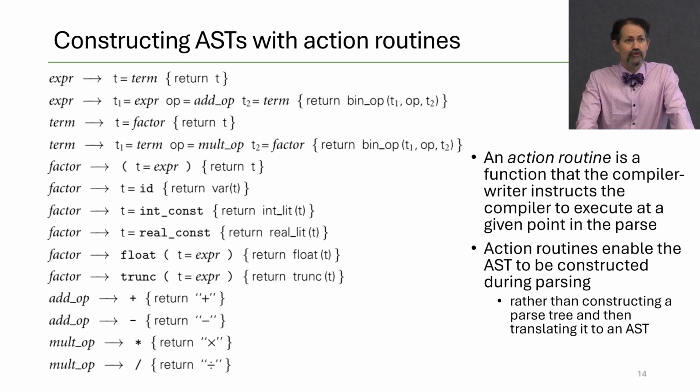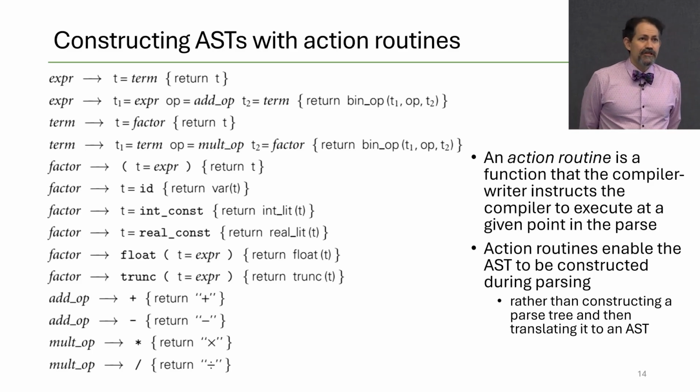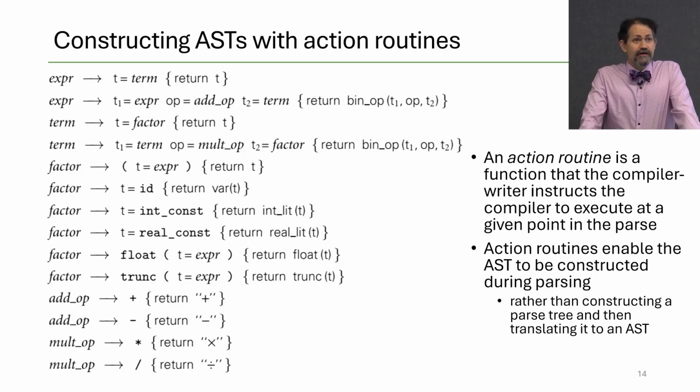Let's look at an example here shown on the left. Here we have a grammar, and each production has an action routine associated with it at the end of the production. For example, when we parse an expression as a term, we return that term t. Let's start at the bottom. When we recognize an add op or a mult op, the grammar says that the add op can be plus or minus, and if it's plus, then we have an action routine that returns plus from parsing this addition operator. That is then used when we parse expressions.